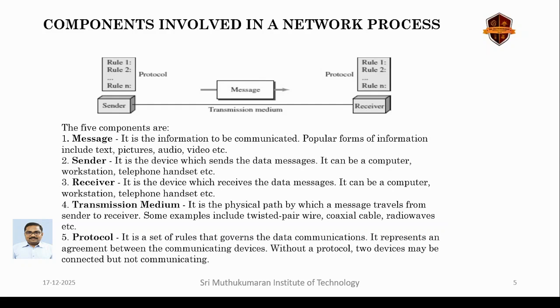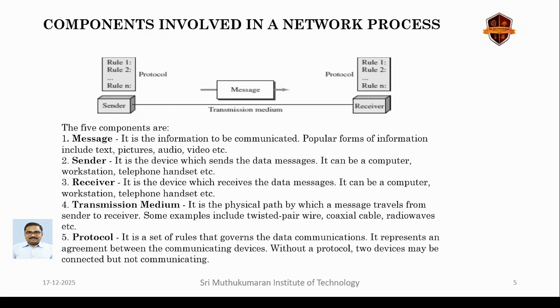Then sender. It is the device which sends the messages. It will create the message and send the message. That is what is called as sender. Then the third one is receiver. It is a device which receives a message sent by the sender. Fourth one is transmission medium. It is the physical part through which the message travels from the sender to the receiver. Some examples of a transmission medium are twisted pair cable and coaxial cable, through which the data will travel from source to the destination.